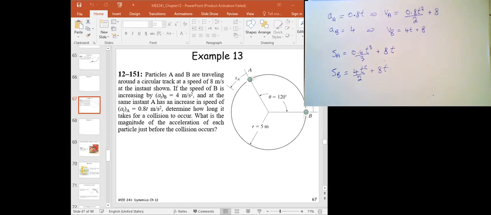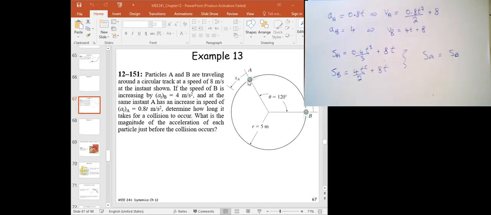When they have the same position. SA equals SB. Shouldn't the initial position of SB be the difference between SA and SB, like how they are now? Bravo, exactly. Yes, you are absolutely right. So I want to see if someone actually sees that.